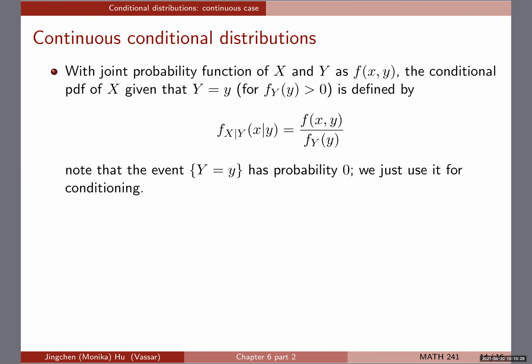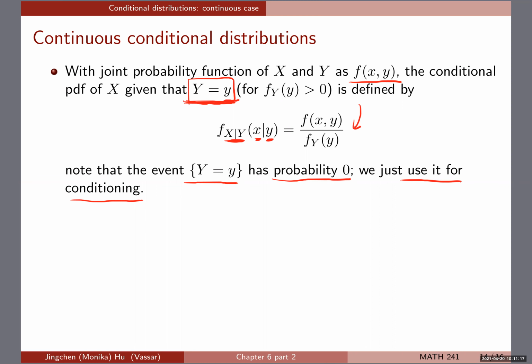So with the joint probability function of x and y, here we're using the joint PDF. The conditional PDF of x given y, and notice we're just using this as a way to express the definition. Because the probability of this event is 0 in a continuous distribution, we use it for conditioning. What we really mean is, if we know the value of y and we're trying to figure out the conditional distribution of x given y, then that is defined as the joint PDF over the marginal of y.